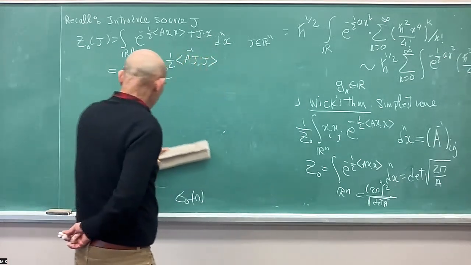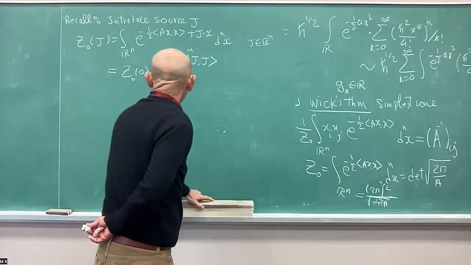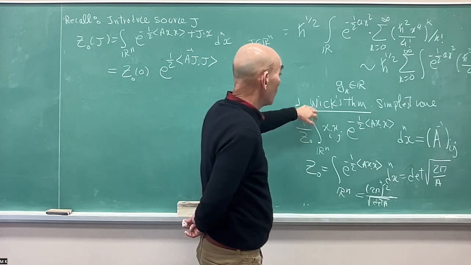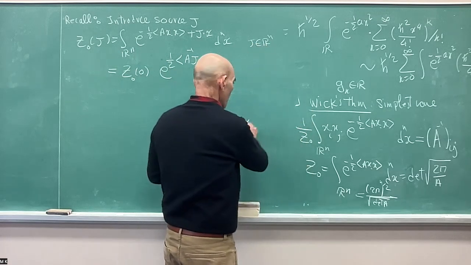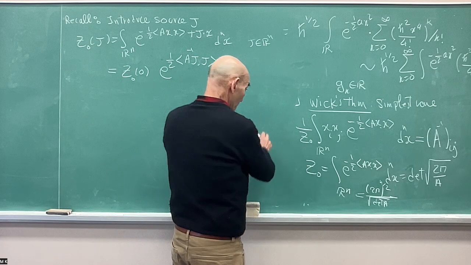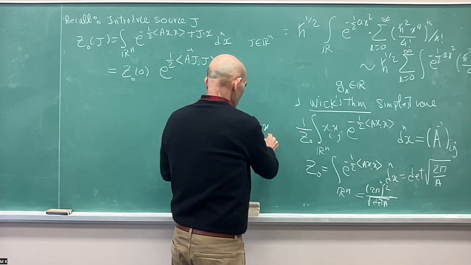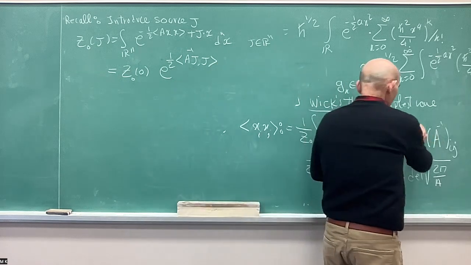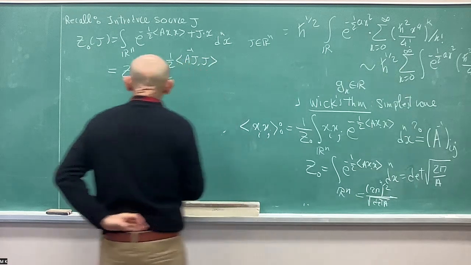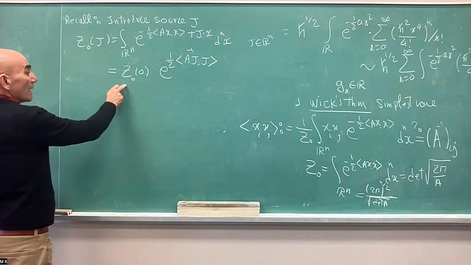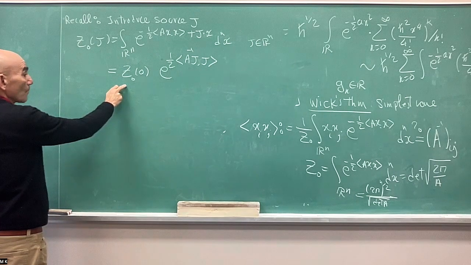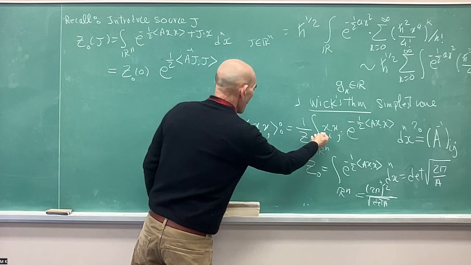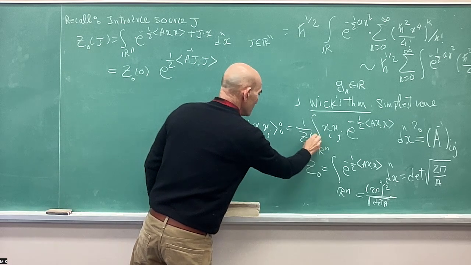now we can compute. So, okay, what we wanted to show? We wanted to show that the expectation of x_i x_j, by definition, is equal to that. This is it, right? Yeah, this is Z0 of 0, basically.